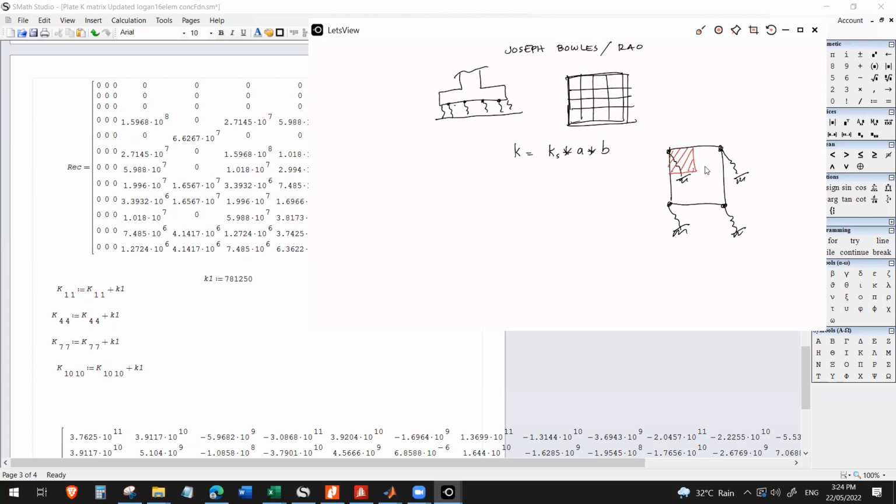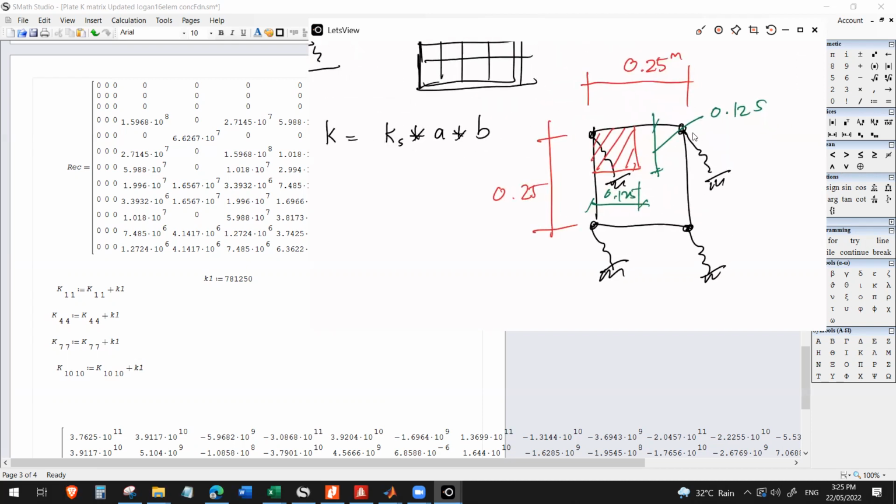So if we have a 0.25 meters by 0.25 meters mesh, what will now be its dimension? This will now be 0.125. Each node, let me zoom in, of our plate will have an additional spring or stiffness using this formula, considering its tributary area. So in this case, per node has 0.125 meter by 0.125.